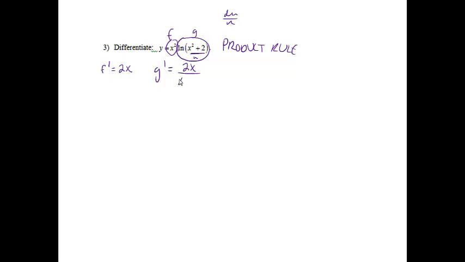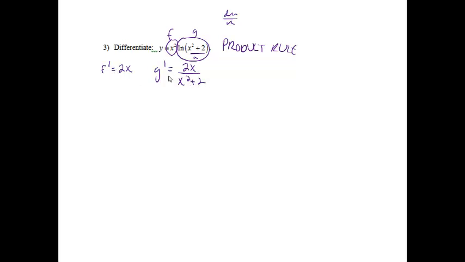Okay, number 3, differentiate, which means take the derivative. y equals x squared times the natural log of x squared plus 2. Please notice that I said the word times, which means we must use the product rule. So we're going to let x squared be my f, and we will let ln of x squared plus 2 be my g. So f prime will equal 2x, and then g prime, this is a natural log, which means my derivative is going to again be du over u. My u will be the x squared plus 2. So the derivative of x squared plus 2 is 2x over the u, which is x squared plus 2.